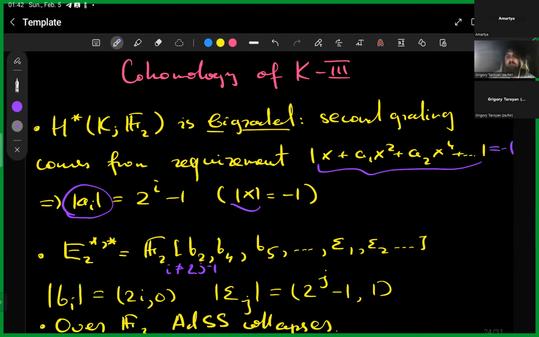And this immediately implies that since all non-trivial elements of the second page are concentrated in even degrees, the Adams spectral sequence collapses. And this shows that over F2, the homotopy groups of the completion can be filtered in a way that gives us back the ring of polynomials.